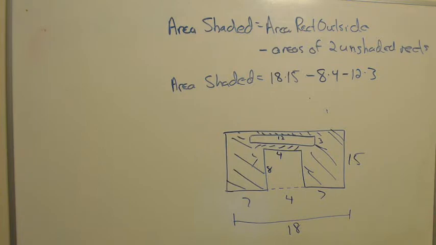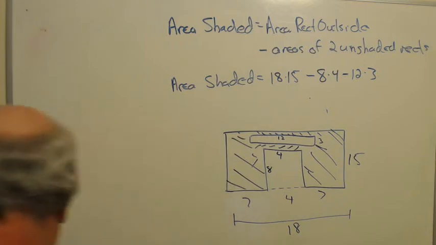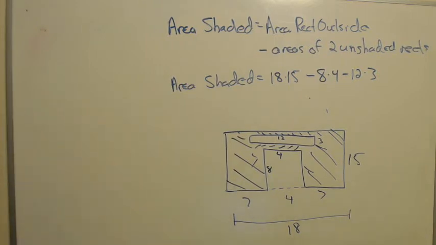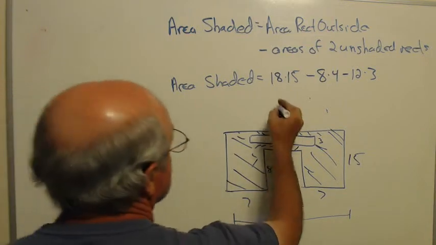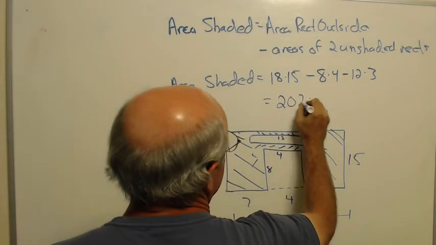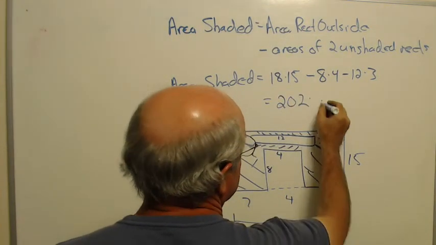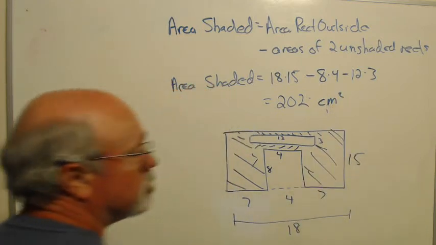Good old PowerOne SL. And we've got this. We have 18 times 15 minus 8 times 4 minus 12 times 3. And this is 202. So the shaded area is 202 square units. In this case, they were centimeters, so square centimeters.